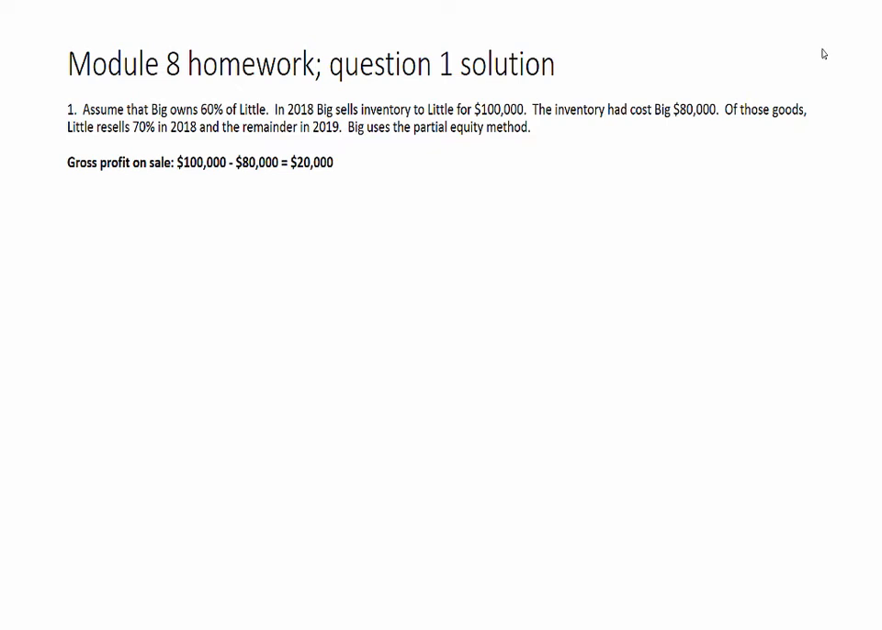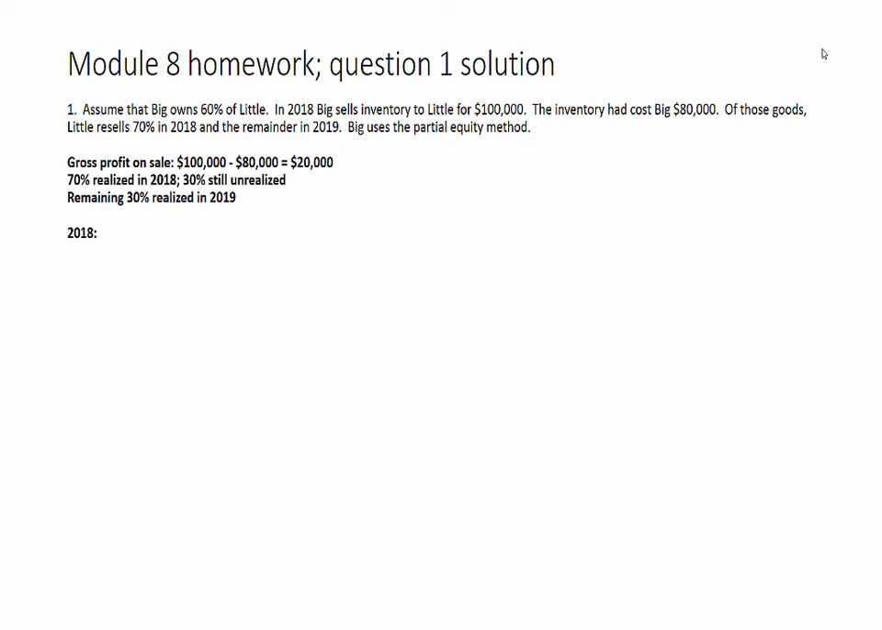Okay, so the gross profit on sale, $100,000 in sales minus $80,000 cost of goods sold, is $20,000 gross profit. 70% of that is realized in 2018, 30% needs to be deferred. That remaining 30% is realized in 2019.